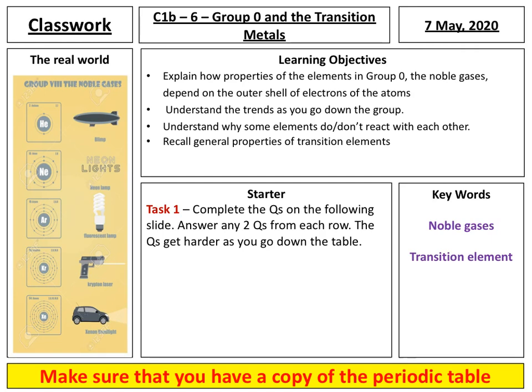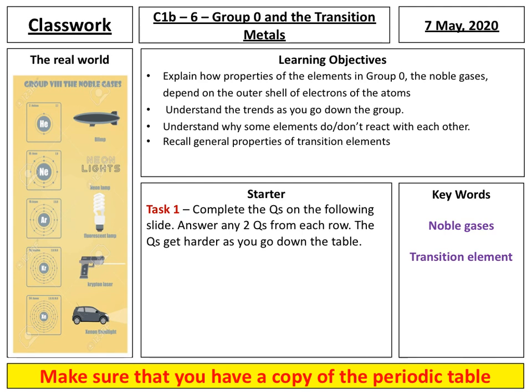Okay, here we go. Final lesson of this periodic table topic. Today we are looking at group 0, so the column on the end of the periodic table, and the transition metals, that big lump of them in the middle. The start task relates to something on the next slide, so I'm going to go through that next.